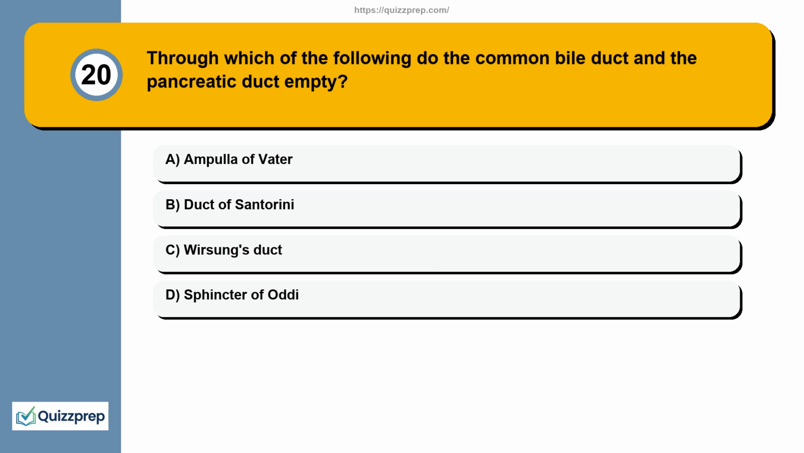Question 20. Through which of the following do the common bile duct and the pancreatic duct empty? Option A, ampulla of Vater. Option B, duct of Santorini. Option C, duct of Wirsung.